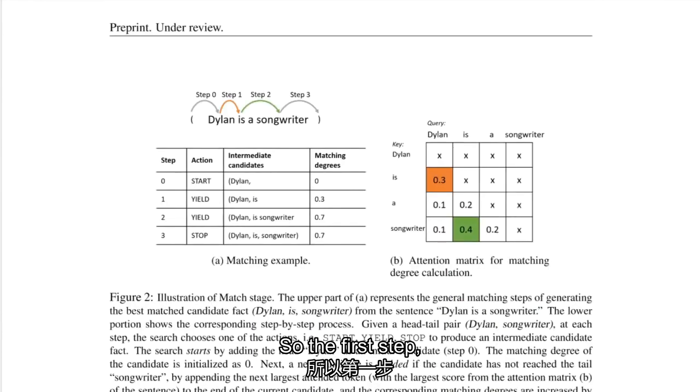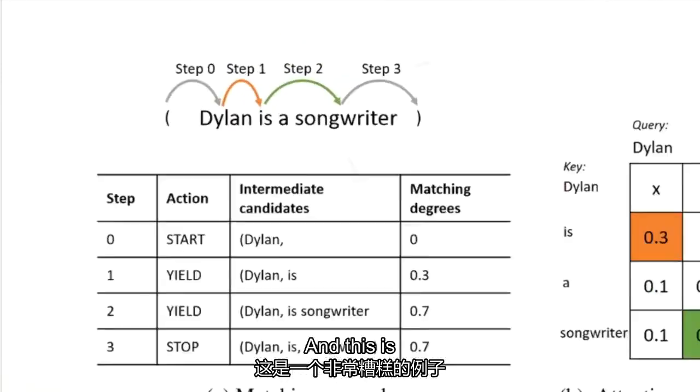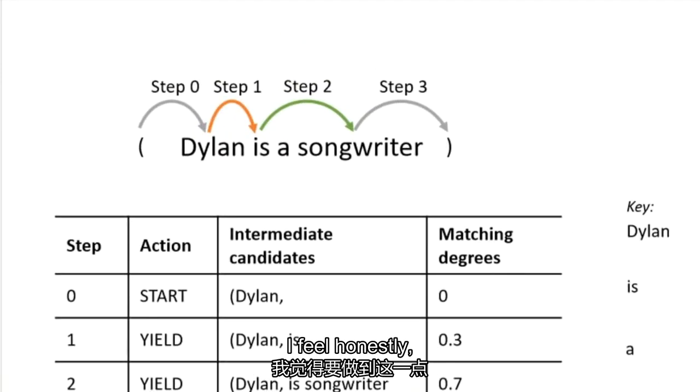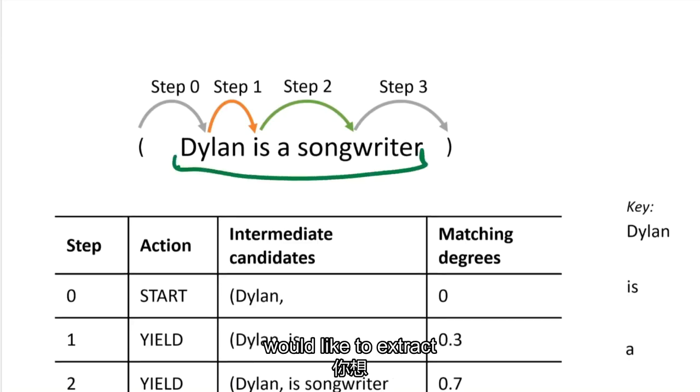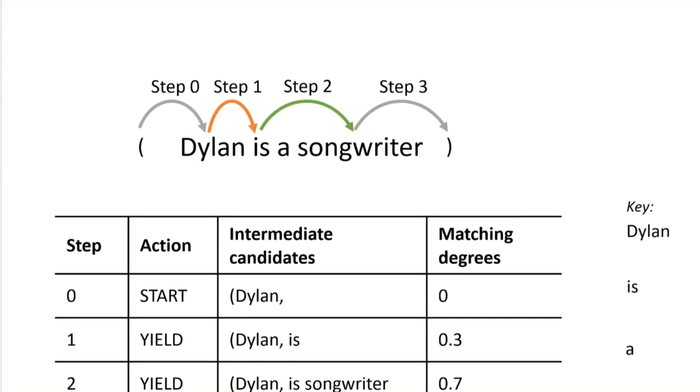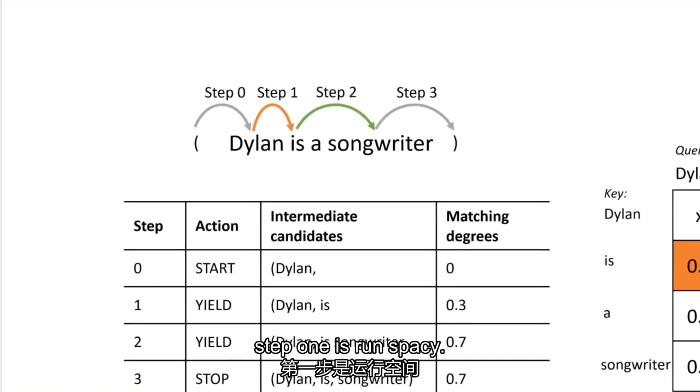So the first step: how do you come up with a fact if you have a sentence? And this is a very poor example, I feel, honestly. I get it must be short, but it's a poor example. But stay with me. So you have this sentence, Dylan is a songwriter, and you would like to extract a fact from this. The paper is not really written clearly on how; you can parse it out, but the description is kind of distributed. So step one is run spaCy.